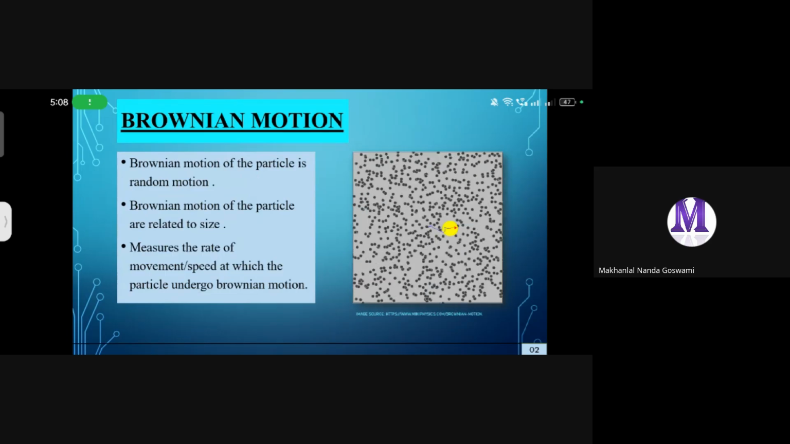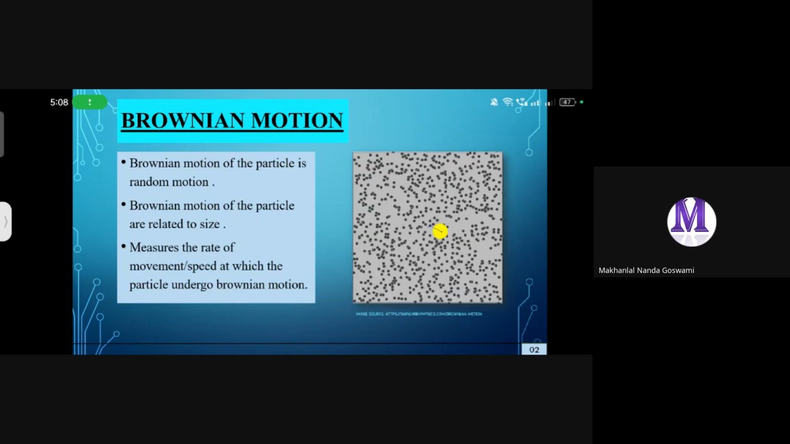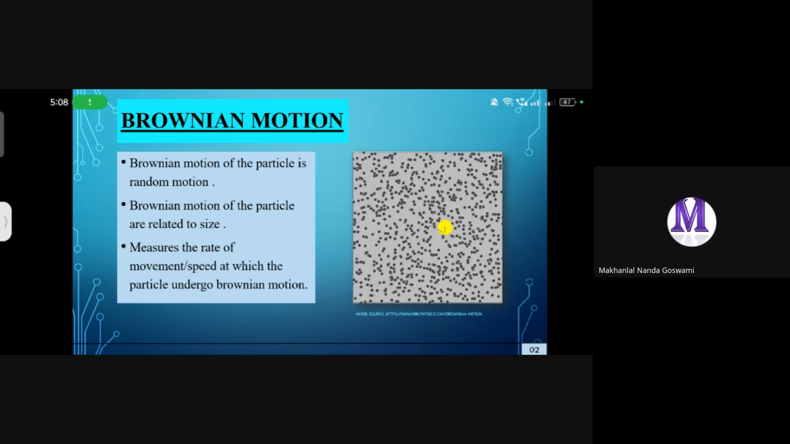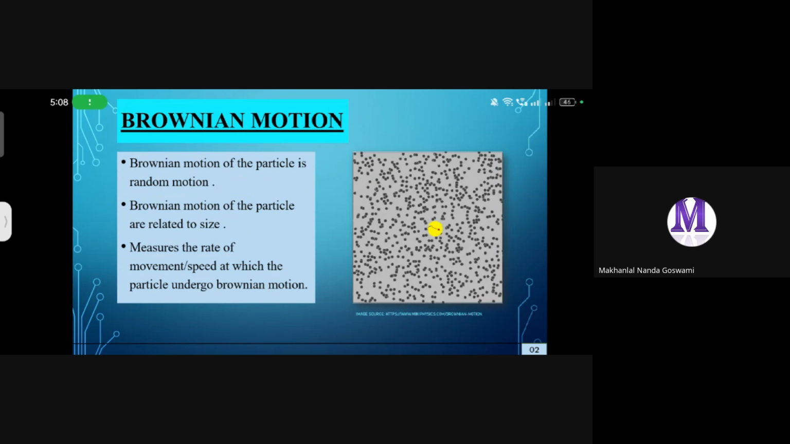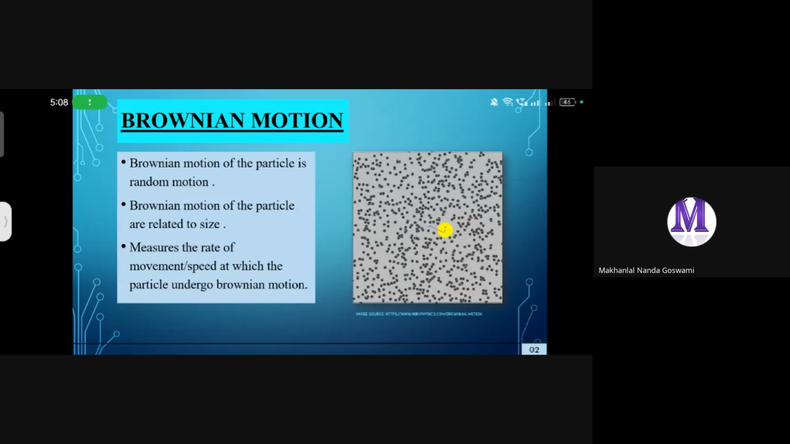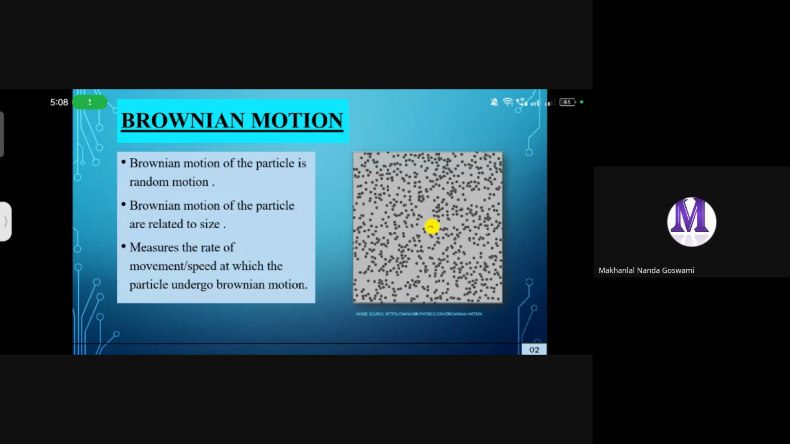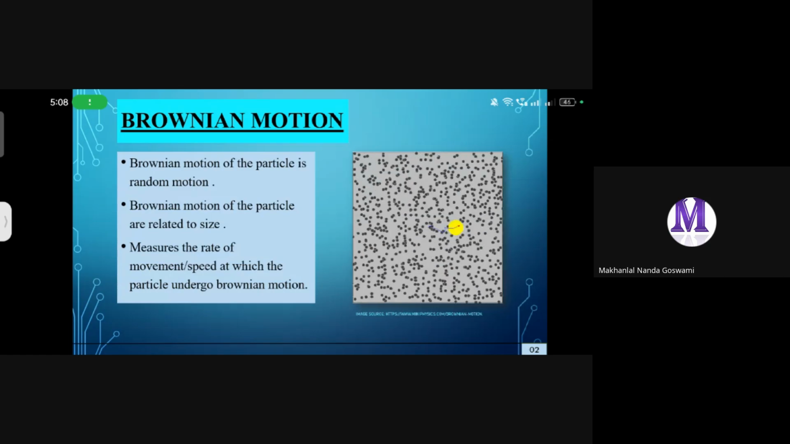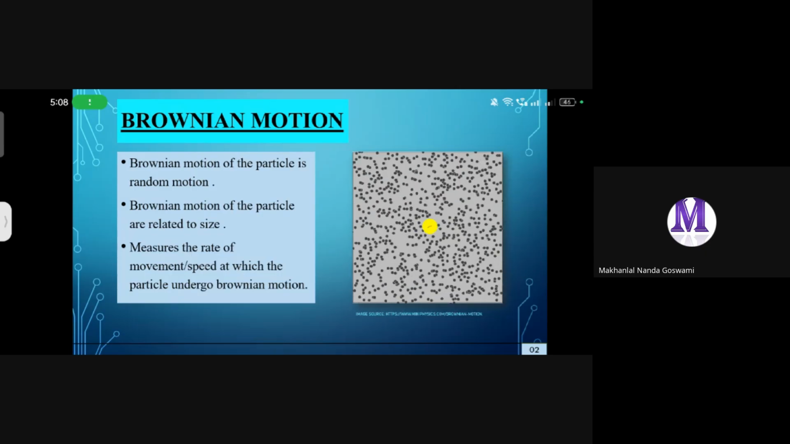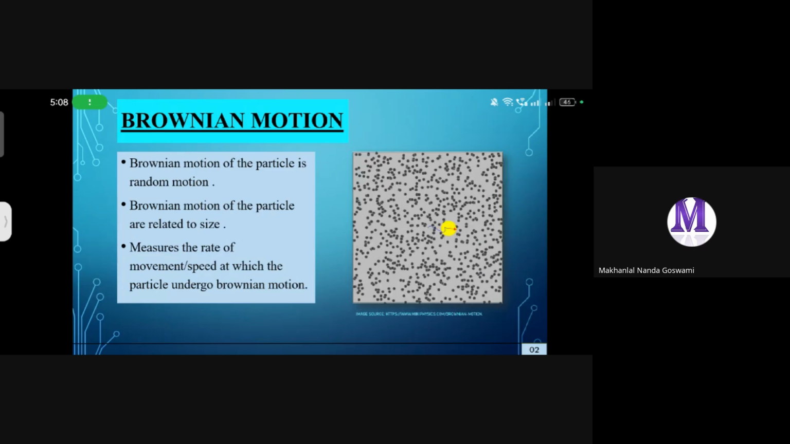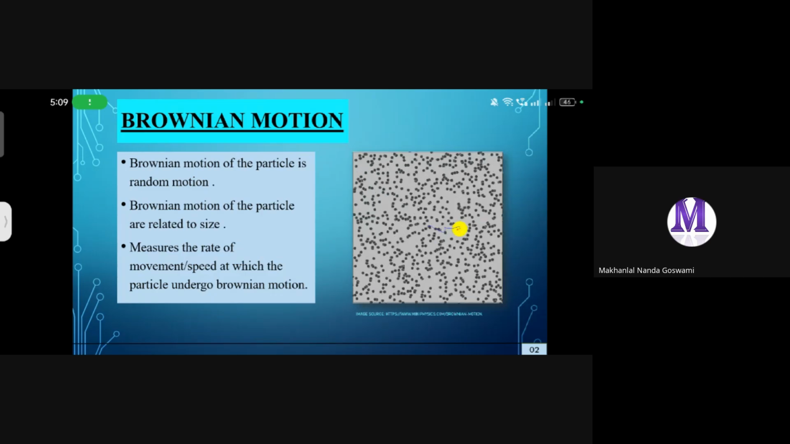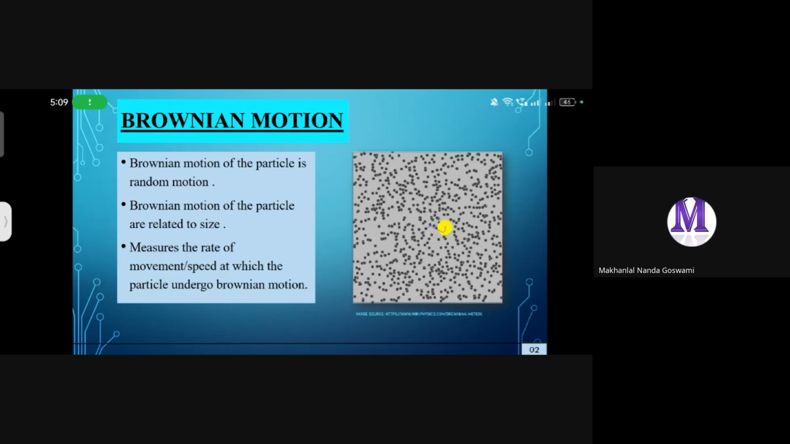Brownian motion is the random motion of particles suspended in a fluid. The randomness is fundamentally related to particle size, that smaller ones move faster while larger ones move more slowly. You can see here in the diagram a zigzag path representing how a small particle is jostled by collision with molecules of the surrounding fluid. This motion is tracked over time to determine speed and by extension particle size.